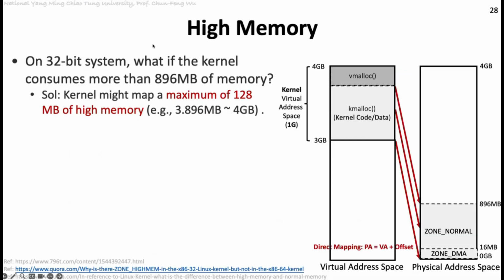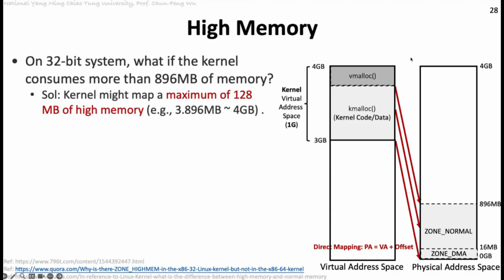Because all the processes have the same location like this, this part can directly map to the physical address from the very beginning, 0 gigabyte to 896 megabyte. Remember, when we talk about zone-DMA and zone-normal, zone-DMA means the first 16 megabyte. Okay, and then from 16 megabyte to 896 megabyte is zone normal.